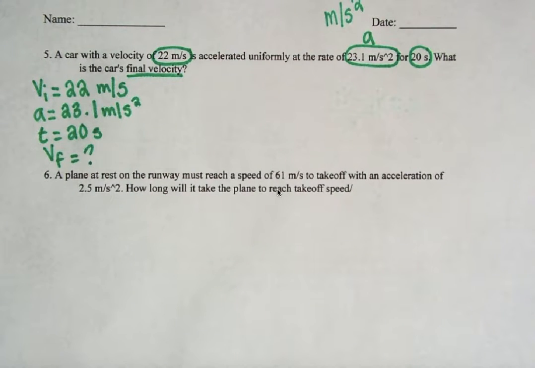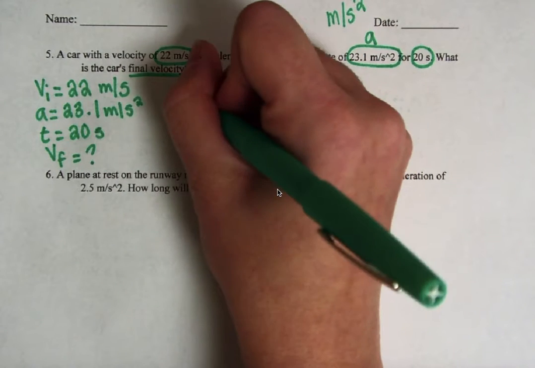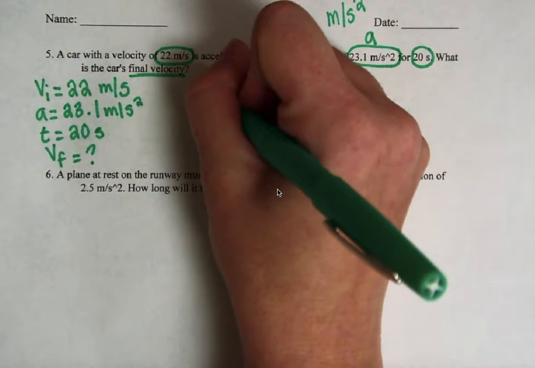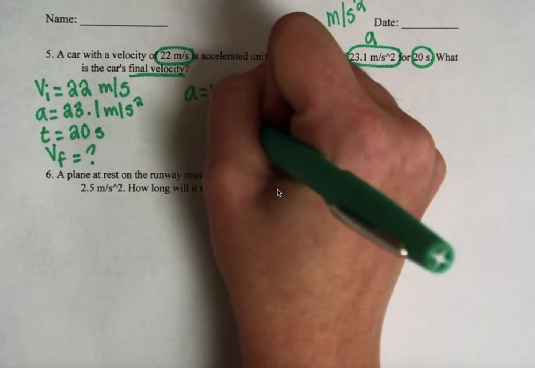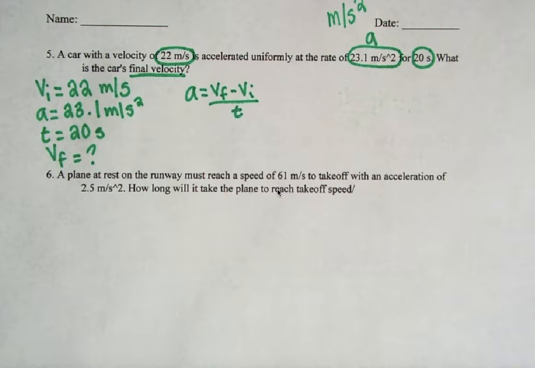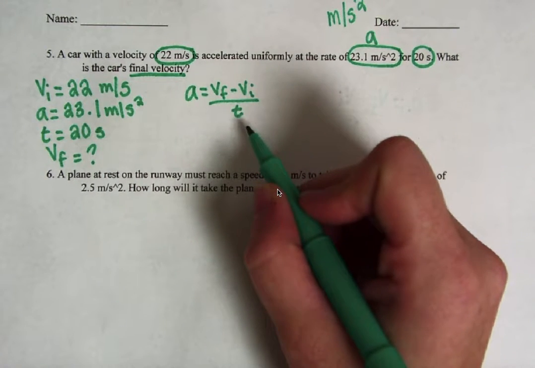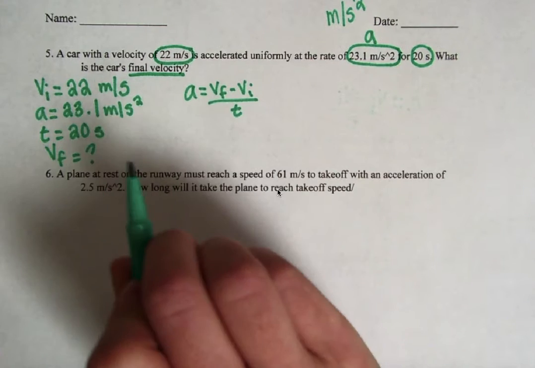So we need to ask ourselves, what's an equation we know that uses all 4 of these variables? It's only our acceleration equation, which is written as VF minus VI divided by time. We want to solve for VF here because we know our A, we know our VI, and we know our T. So we're going to work on isolating VF from every other variable in this equation. My first step is, anytime I have something in the denominator, I want to go ahead and move it to the other side.